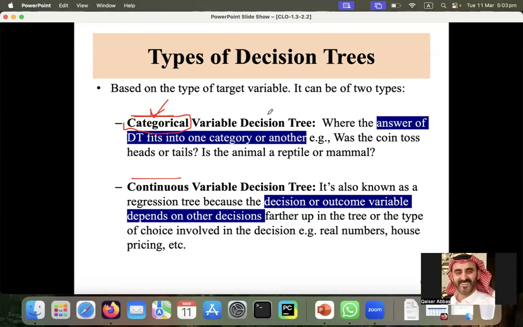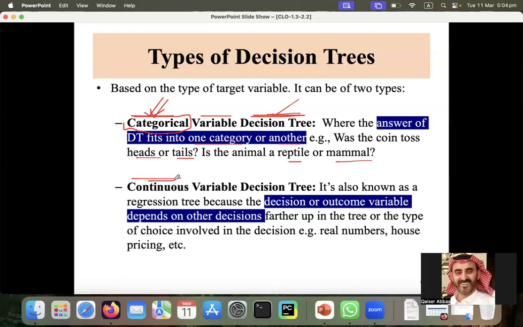This is a decision tree which can fit into one category or the other, either this class or that class. If you have data like that in any feature, either this or that, then the decision tree that you make based on that data would be called a categorical variable decision tree. Variable means feature. The examples given here: a coin can be heads or tails, two classes. An animal can be a reptile or a mammal, two classes.